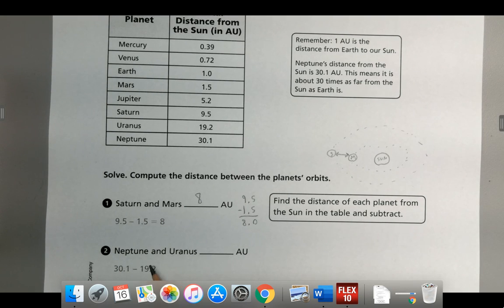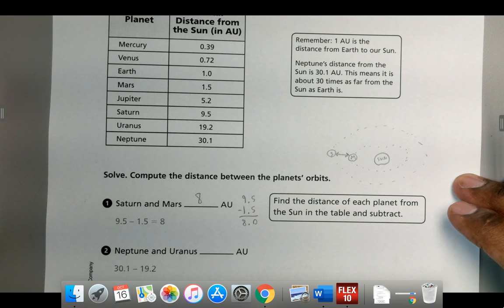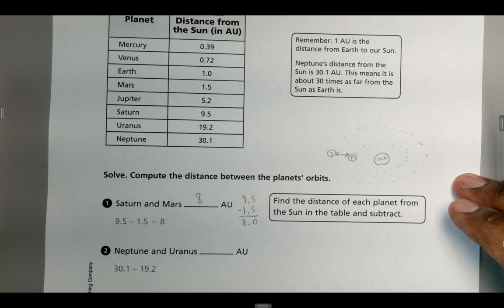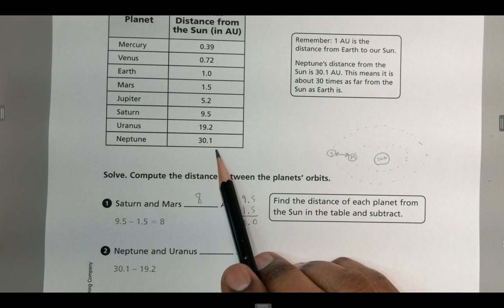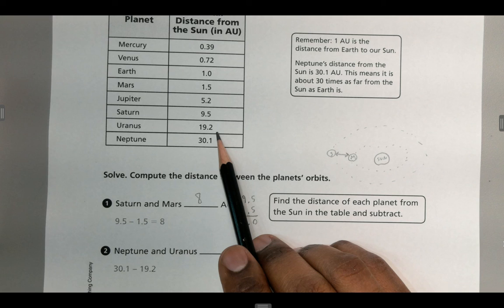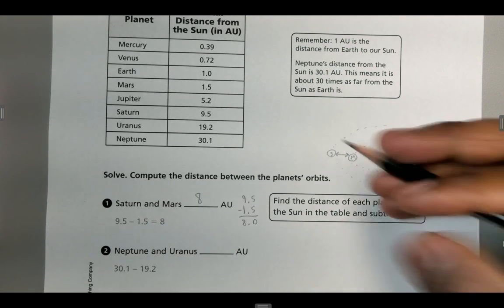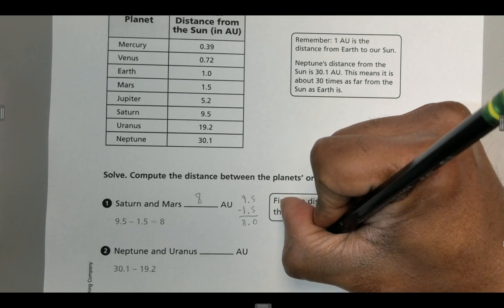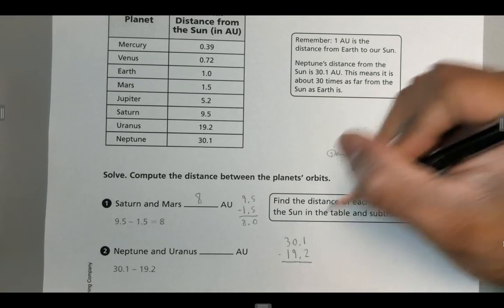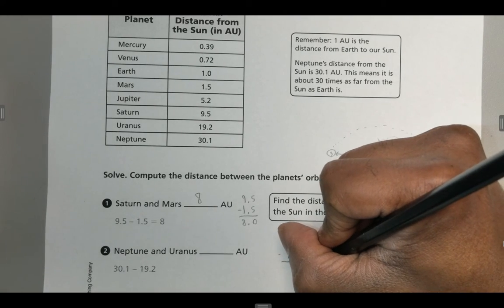Moving on to question 2. Neptune and Uranus. Always the planet name, most fun to say and imagine how it's pronounced. Neptune is coming in at 30 and 1/10 AUs. Uranus is coming in at 19 and 2/10. Let's set that up as a subtraction problem, lining everything up by its place value, inserting the decimal point right where it lies.